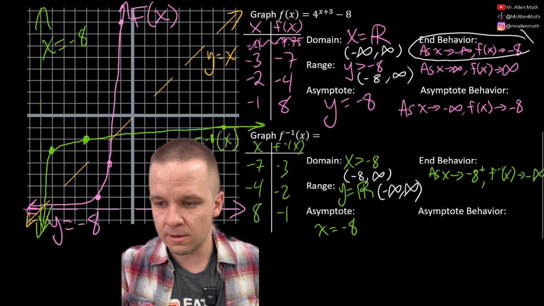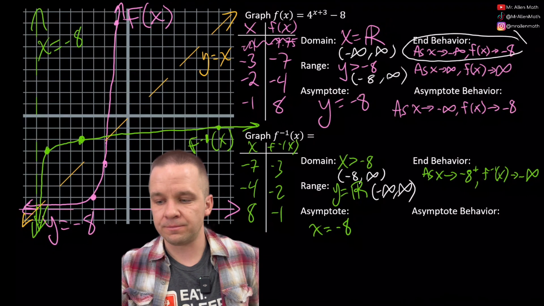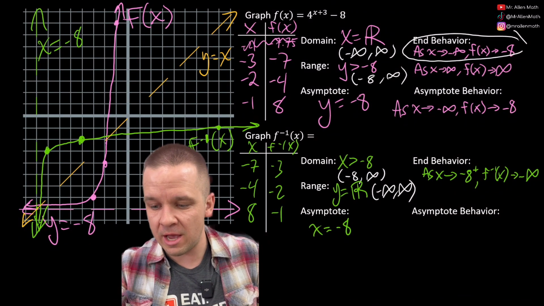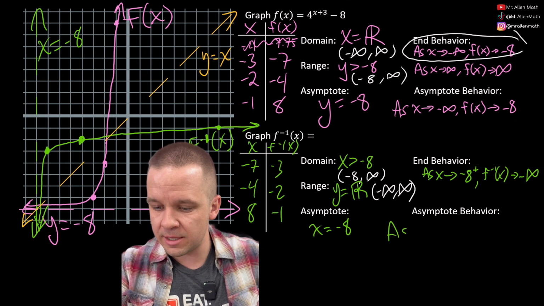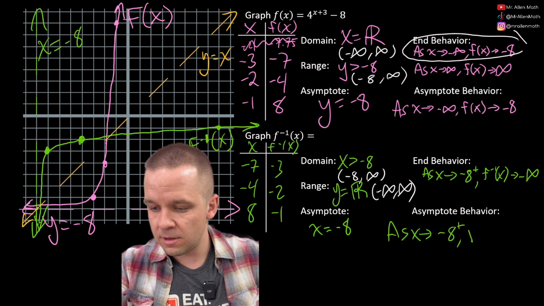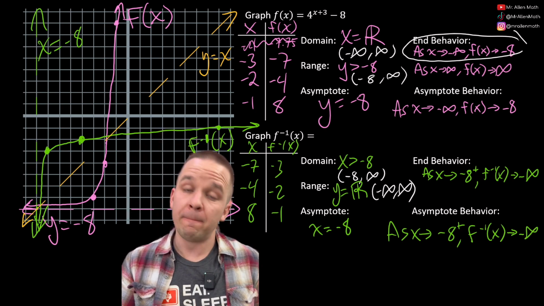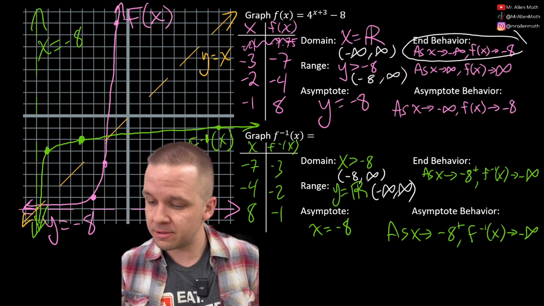Okay. Now we got the full screen. And then that actually is also going to be our asymptote behavior, right? I'll just write that down here. As x approaches -8, our asymptote, from the right, f inverse of x approaches negative infinity. So we could write that for that one as well. It's kind of a redundant question, but it's a question that can be asked, okay?